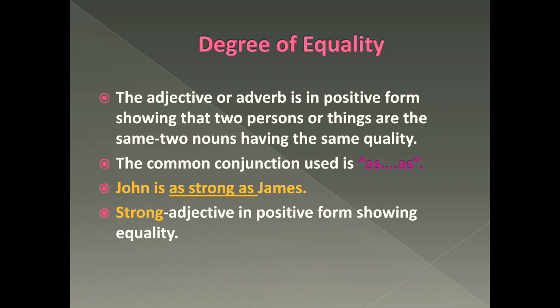Here, the two persons are John and James, and they possess the same quality, that is strong, but in equal amount. So we have used the positive degree. Here John is as strong as James. As strong as is in positive form, showing equality.